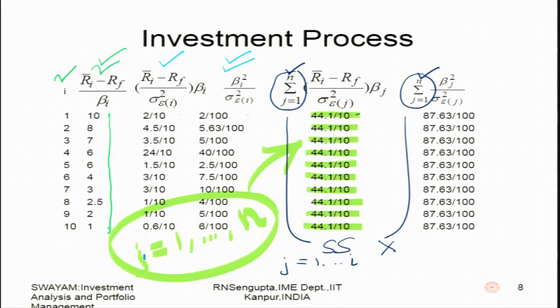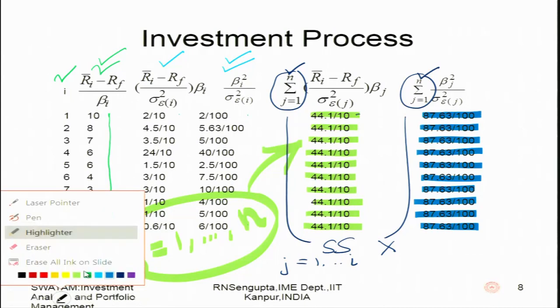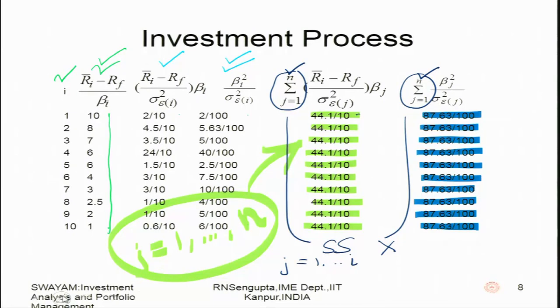And when I formulate and find it out for the last column, which is beta square by sigma square, again the values are 87.63 divided by 100. I didn't mention the 100 which is in the denominator. Now, in this discussion you may be asking yourself that, well, in the other problem which you have solved when short selling was not there, we did get a value of C star.